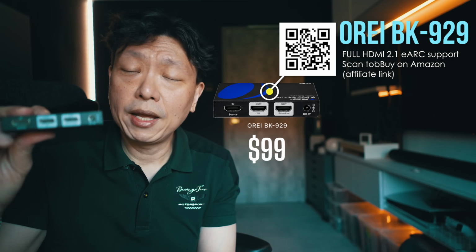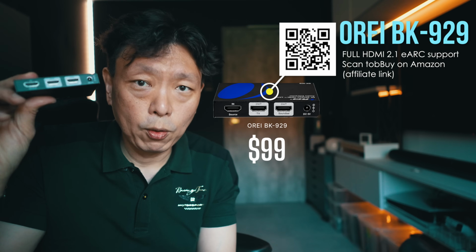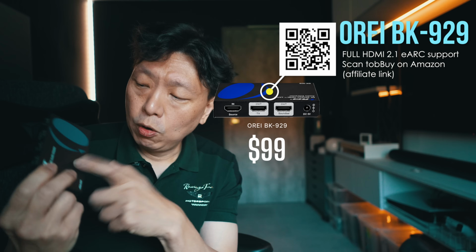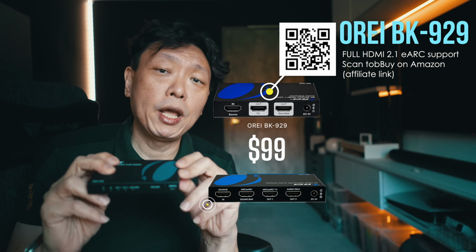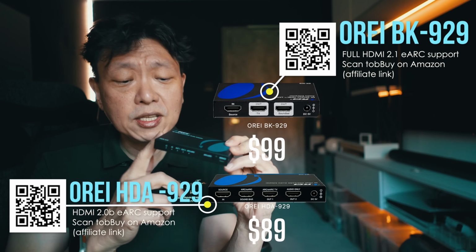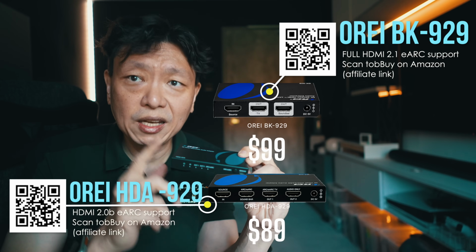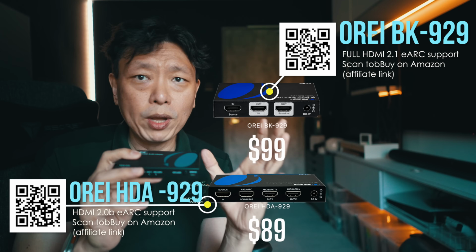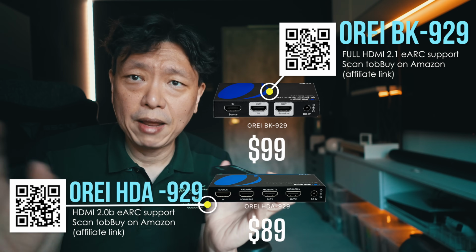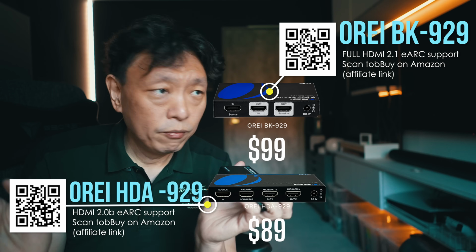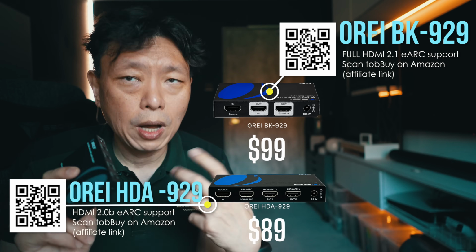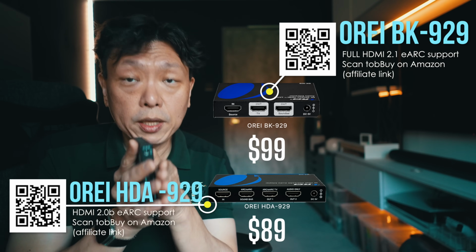So I've been talking about two devices. The BK929 is capable of 8K 60 or 4K 120 HDMI 2.1. There's a slightly cheaper alternative from OREI itself, and this is the HDA929, so not the BK929, HDA929. This is capable of HDMI 2.0, 18 gigabits per second, supporting up to 4K 60Hz, which is great for most streaming content that is available from Netflix or Disney Plus or Prime Video. And it comes with an extra port for HDMI audio out, so you can actually split the audio twice.